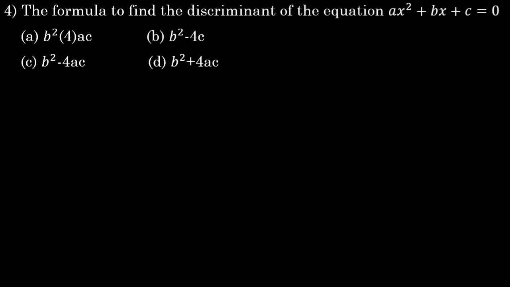Next one: the formula to find the discriminant of the equation ax square plus bx plus c is equal to 0. Options we have b square into 4ac, b square minus 4c, b square minus 4ac, b square plus 4ac. So which is the correct answer? Option C, b square minus 4ac, is the correct answer for the discriminant of the equation.